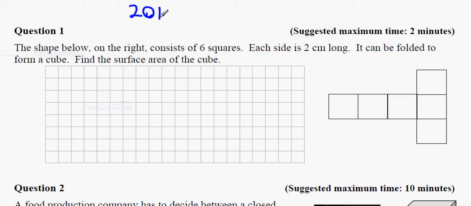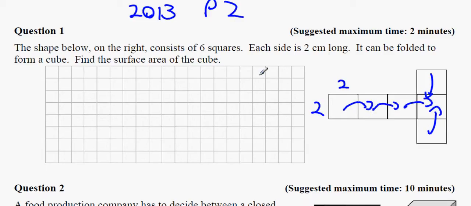2013 paper 2, and we are starting off with the shape below on the right, which consists of 6 squares. So squares means the length and the width are the same, so 2 by 2. It can be folded to form a cube. Find the surface area of the cube. If you were to fold these, like so, and then you fold this side once, twice, 3 times, what you're going to end up with is a cube. And we've got to find the surface area of the cube.